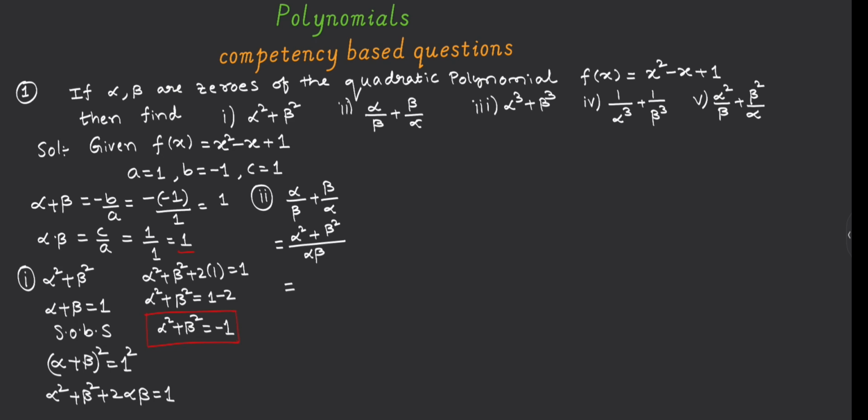Already we got the value of alpha square plus beta square in the first problem. That value we have to substitute, that is minus 1 here, by alpha into beta, whose value is 1. That we also know. So minus 1 by 1 is minus 1. So finally we got alpha by beta plus beta by alpha value is minus 1. This is the second answer.